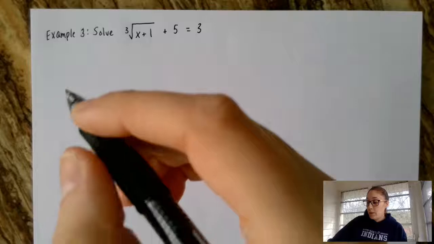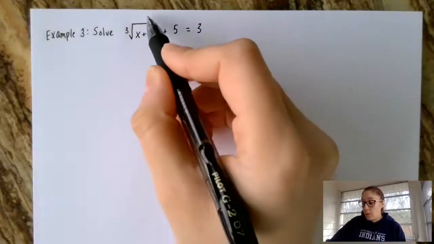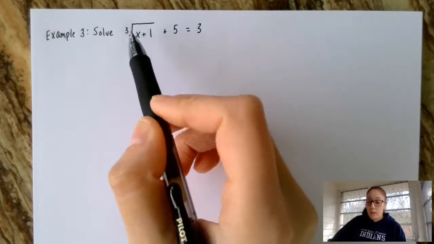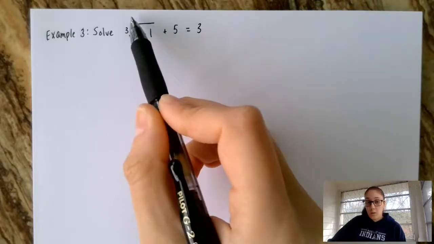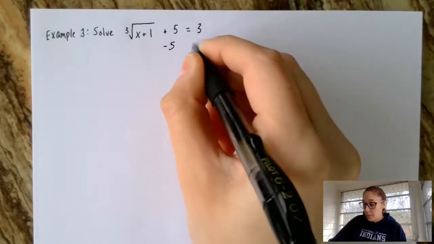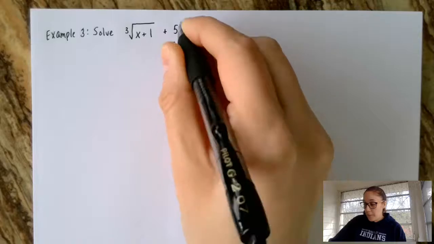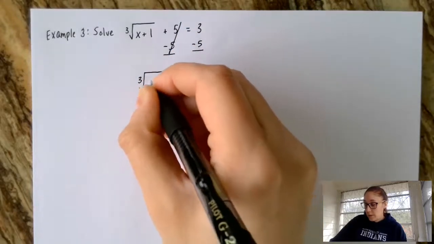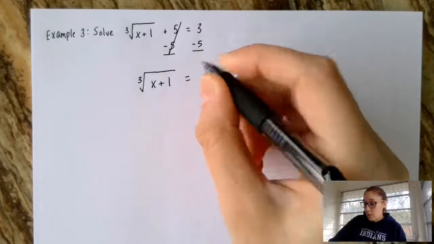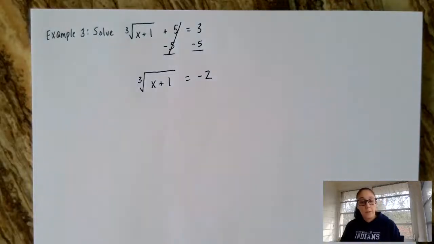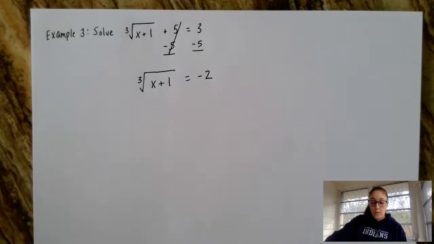So the first thing that we want to do to start solving this problem is I do want to isolate this radical. I want the only thing on the left side in this case to be this right here. Alright, so to get rid of this plus 5, I'm going to do minus 5. I'm just going to bring it over to the other side. So we get cube root of x plus 1 equals, and 3 minus 5 is negative 2.